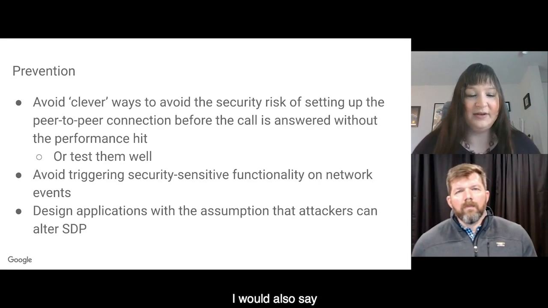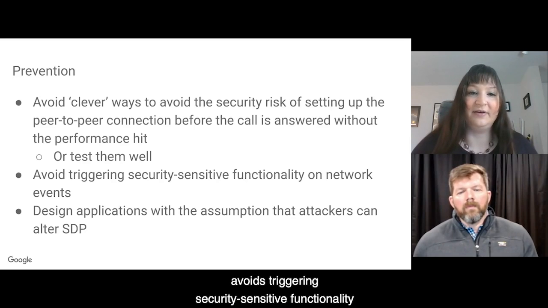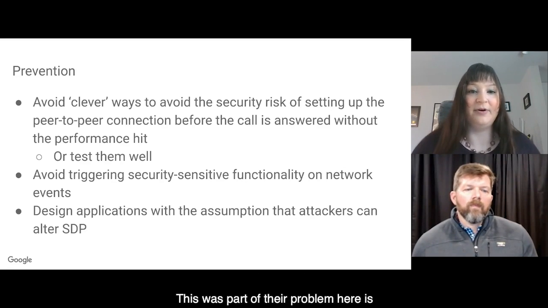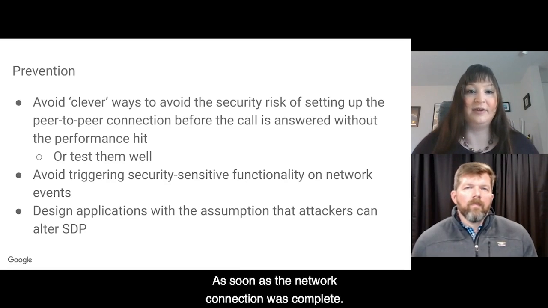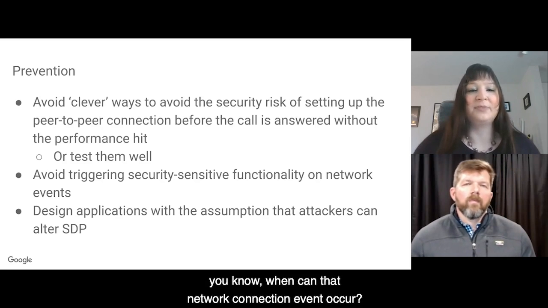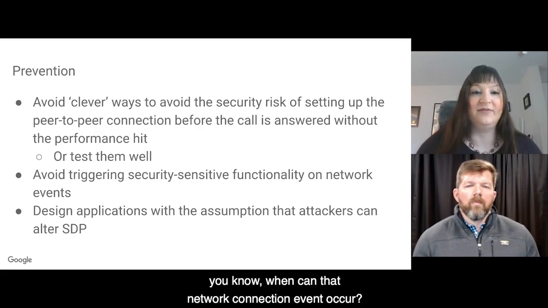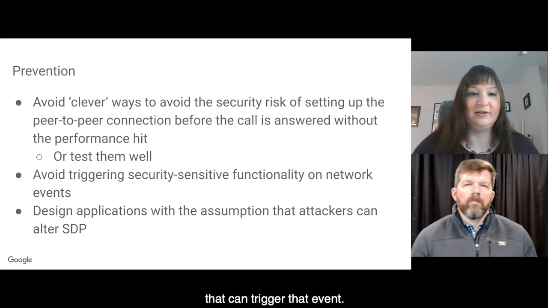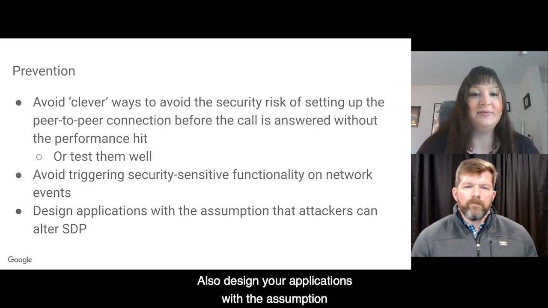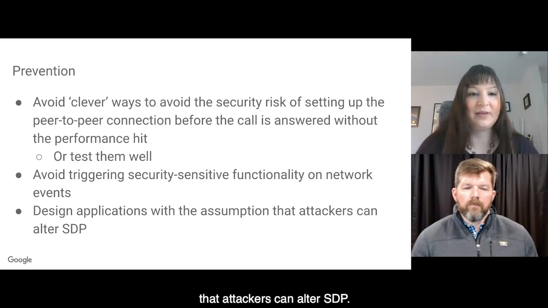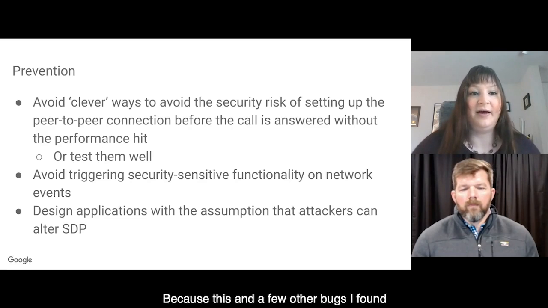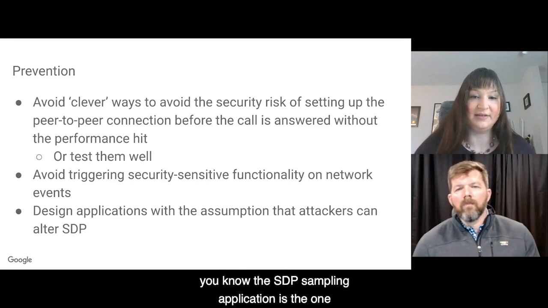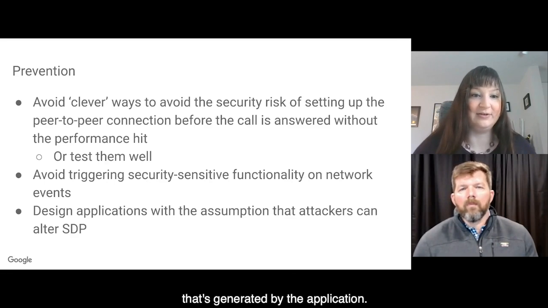I would also say avoid triggering security sensitive functionality on network events. This was part of their problem here: they enabled the track, which is what starts sending video, as soon as the network connection was complete. And I don't think they fully thought out when that network connection event can occur. So if you do this, make sure you completely understand everything that can trigger that event. Also, design your applications with the assumption that attackers can alter SDP, because this and a few other bugs I found have occurred because they assumed that the SDP sent by an application is the one generated by the application, but typically it's something that an attacker can trivially alter.